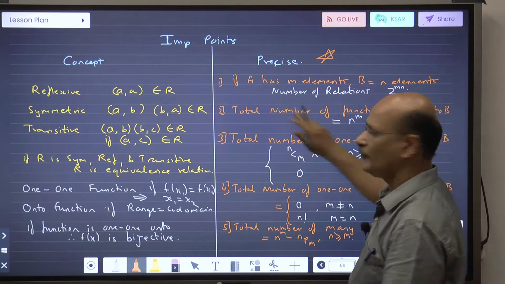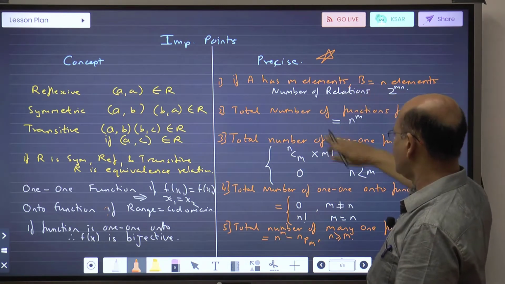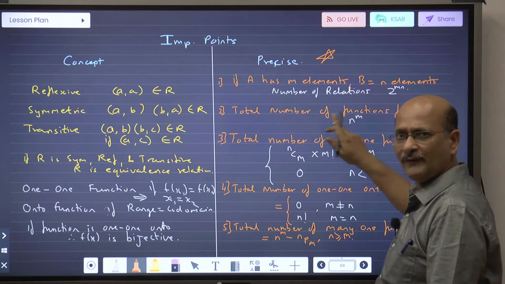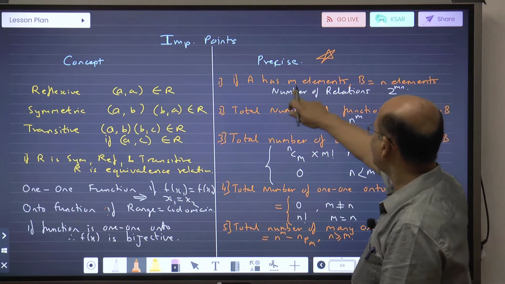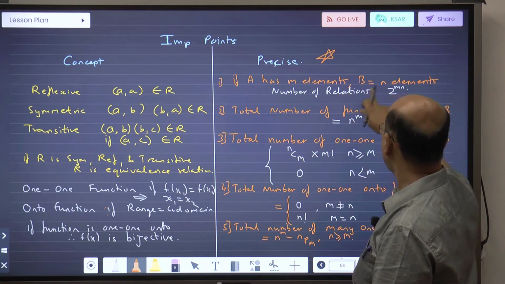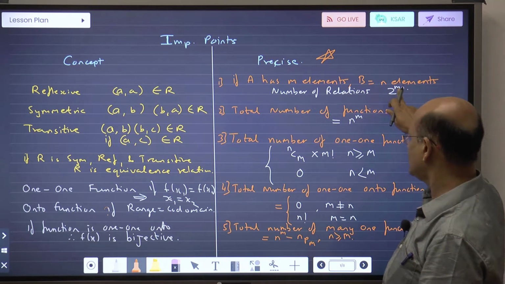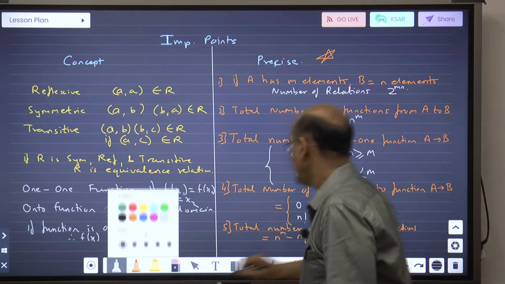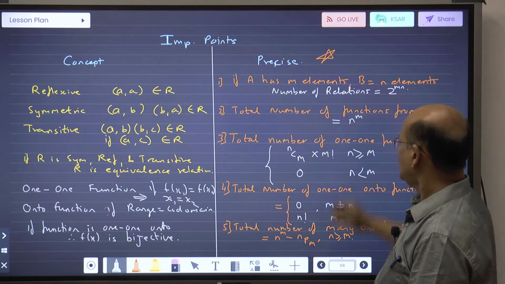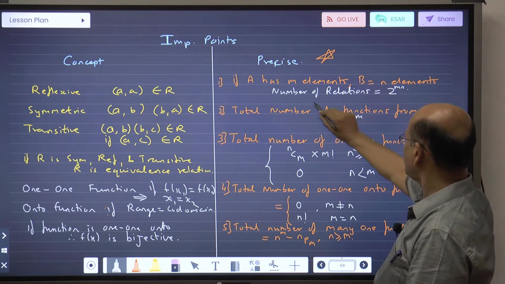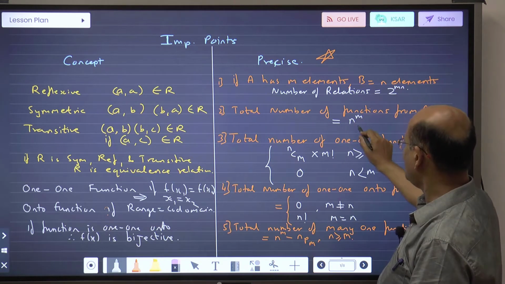Now for example, if A has m elements and B has n elements, remember that for everything the function or relation is from set A to set B. So set A has m elements and set B has n elements. Then the number of relations is 2 raised to mn. Then the total number of functions from A to B is nothing but n raised to m.